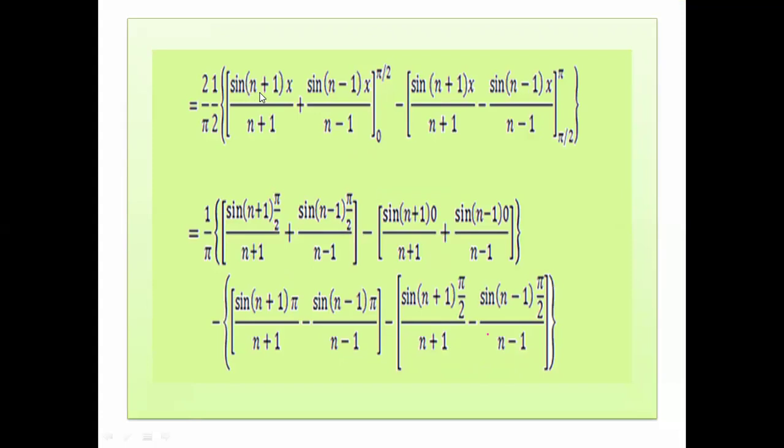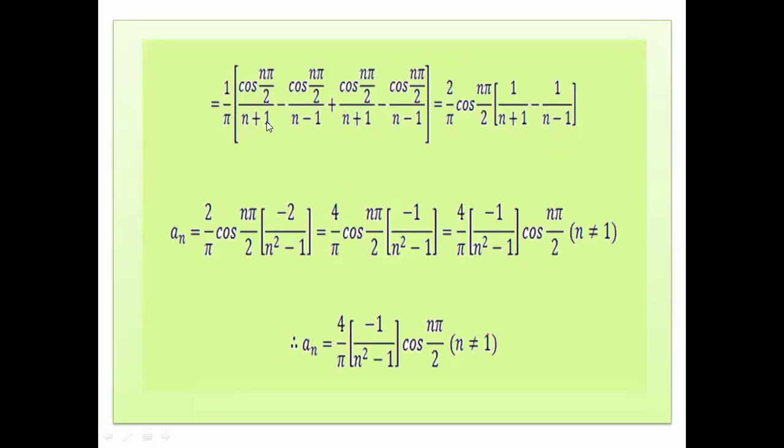So you get sine of (n plus 1)x divided by (n plus 1), plus sine of (n minus 1)x divided by (n minus 1), from 0 to pi by 2, and sine of (n plus 1)x by (n plus 1) minus sine of (n minus 1)x by (n minus 1), from pi by 2 to pi. First we apply the upper limit and then the lower limit; in both cases, upper limit minus lower limit.